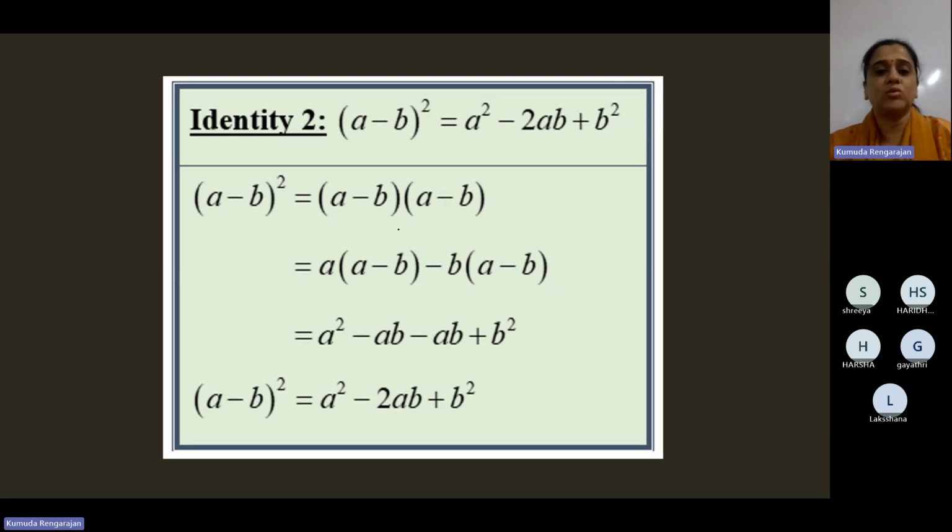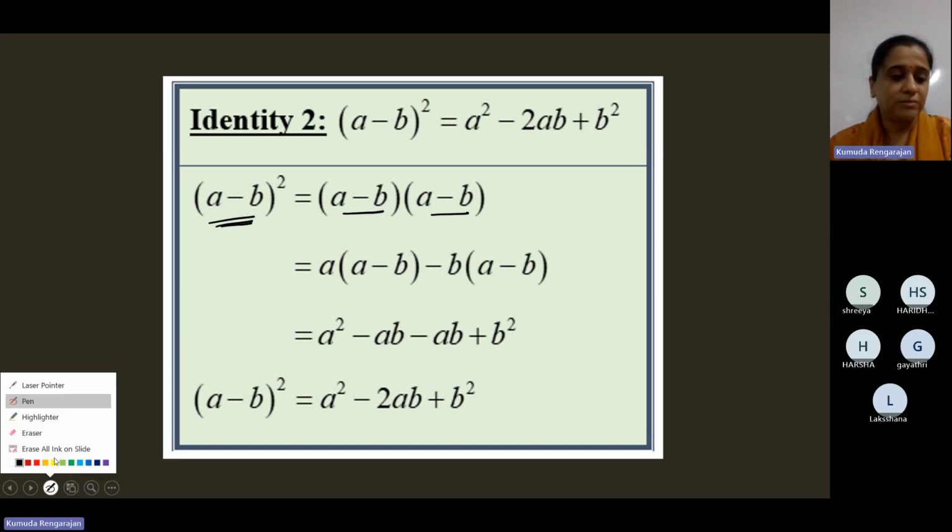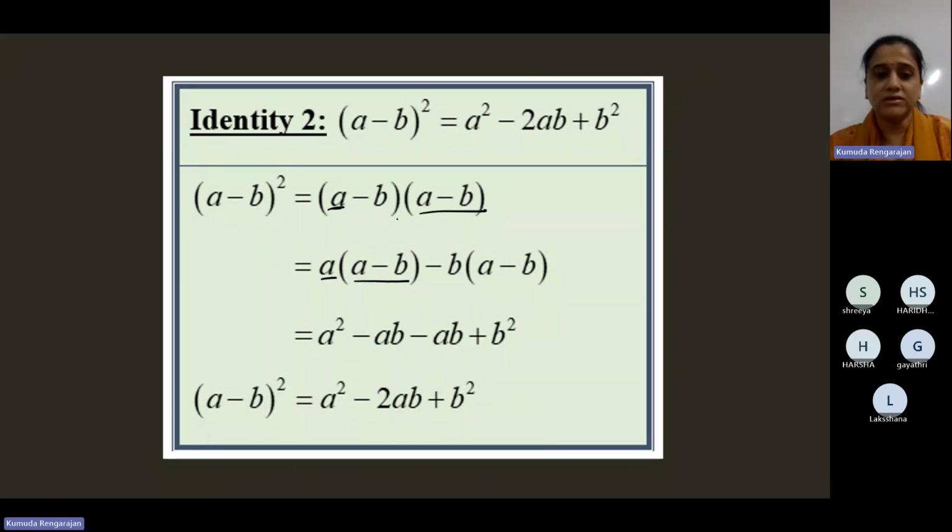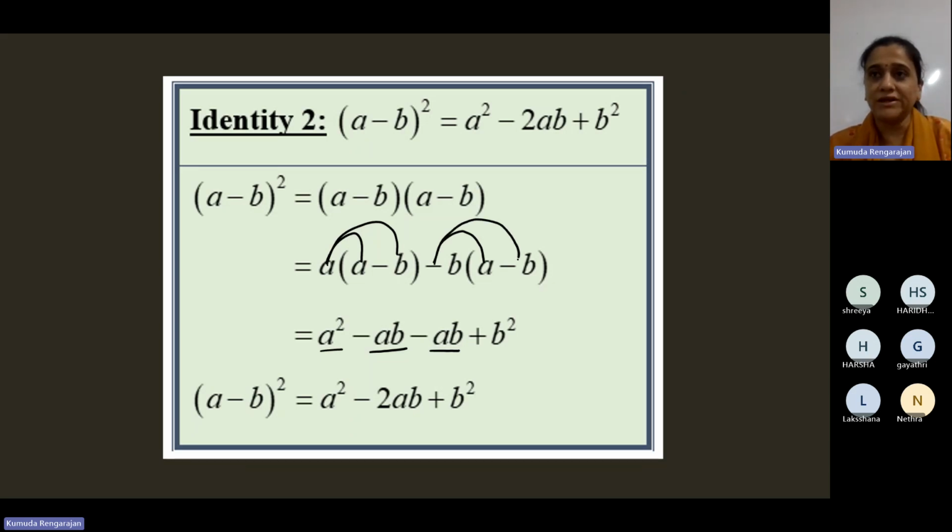Next, a minus b the whole square. We are familiar with this identity. A minus b the whole square is a square minus 2ab plus b square. So how is it derived? A minus b the whole square is nothing but a minus b into a minus b. Multiply the first term a into the second bracket a minus b, and the second term minus b into the second bracket a minus b. A into a is a squared, a into minus b is minus ab, minus b into a is minus ab, minus b into minus b, minus into minus is plus, b into b is b squared. Again, we have minus 1ab, minus 1ab, which is minus 2ab. So a minus b the whole square is equal to a squared minus 2ab plus b squared.